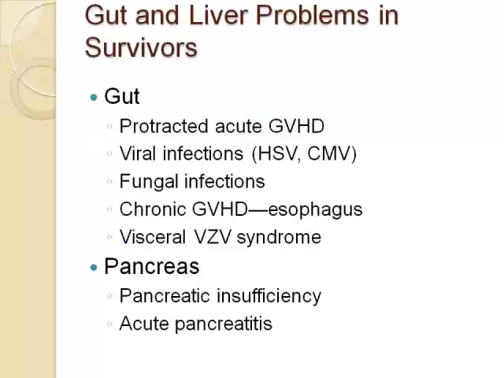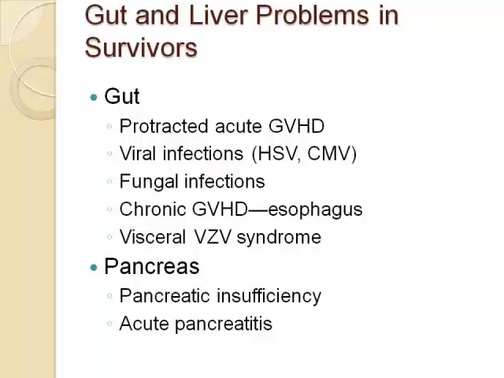So, gut and liver problems in survivors. With the gut, you can have a protracted acute course. Basically it just lingered on and never really went away. You just kind of walk around with that nauseated feeling.